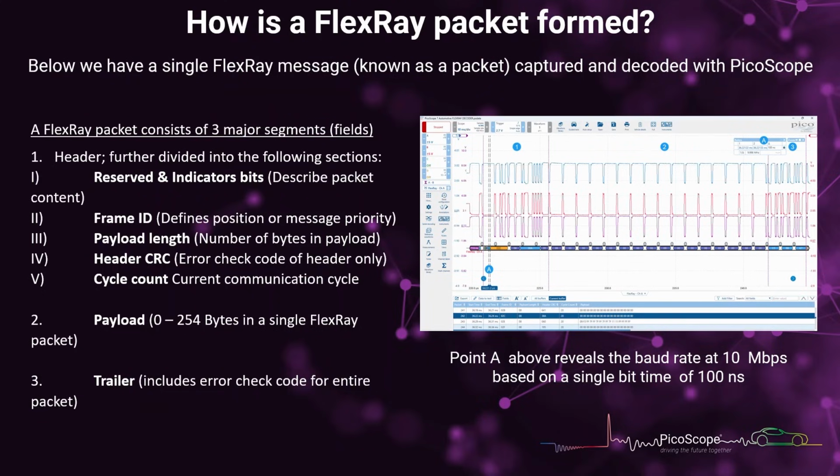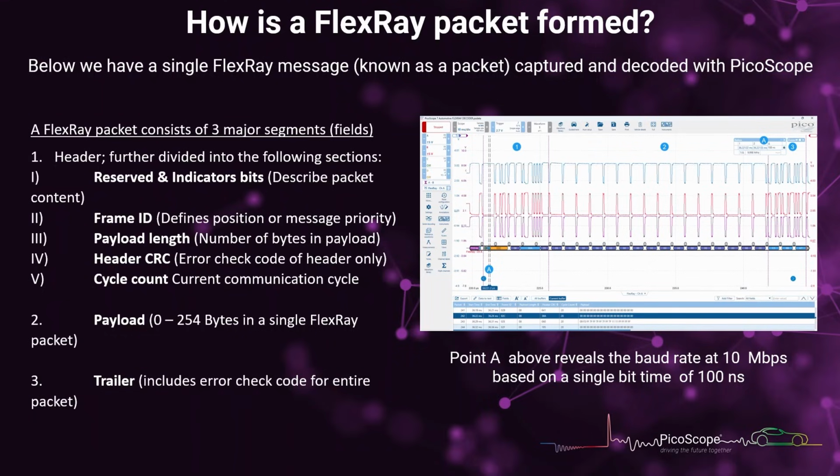So we have the header, which is further divided into the following sections. So number 1, you'll see it there on the right hand side. It's got quite a few segments all contained in what we class as the header. So we've got reserved and indicator bits. That's about describing the packet content, what's about to come. The frame ID defines the position or message priority. Now that's what we're interested in, as we are with CAN and with LIN. Absolutely, yeah. The frame ID, there's our little bit of gold to look for. The payload length, the number of bytes in the payload.